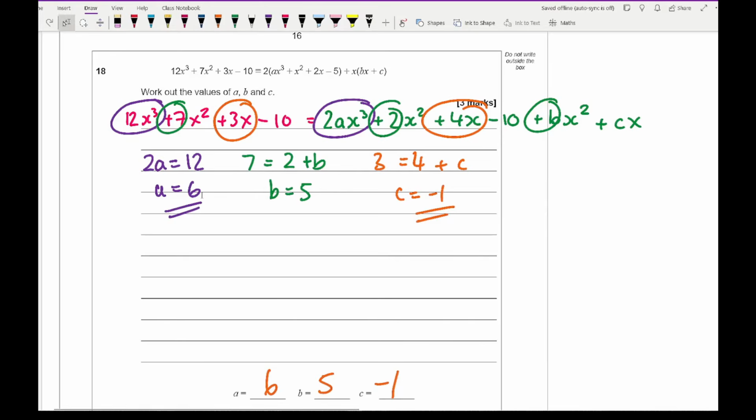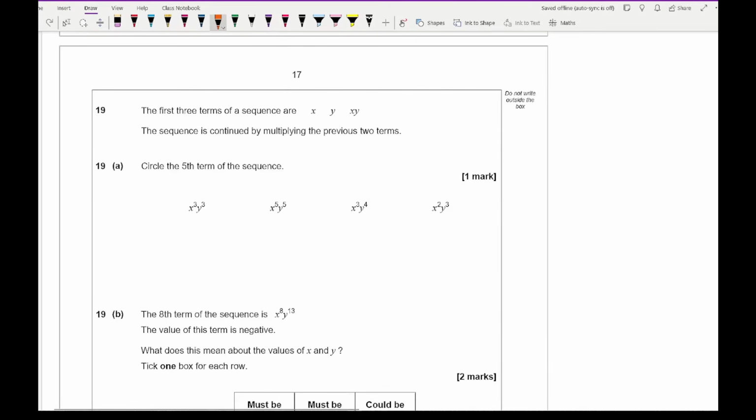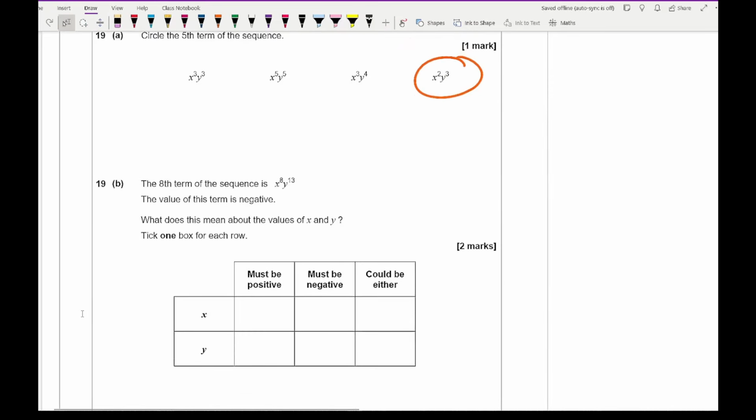Moving on to question 19, it says the first 3 terms of a sequence are x, y, and then xy. The sequence is continued by multiplying the previous 2 terms. Work out the 5th term. Well, the 4th term is going to be y times xy, so that's going to be yx squared. And if I multiply this with this, I get x squared, and then I get y cubed, which is our 4th option.